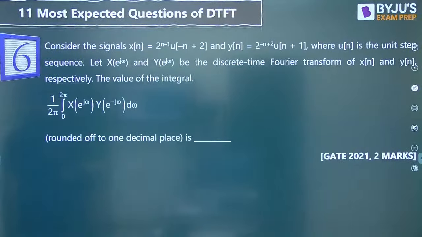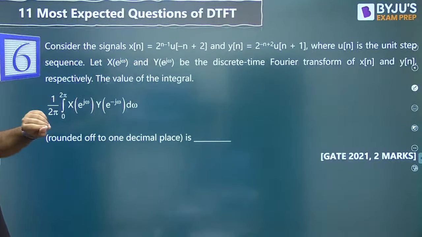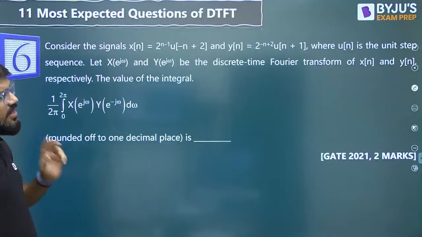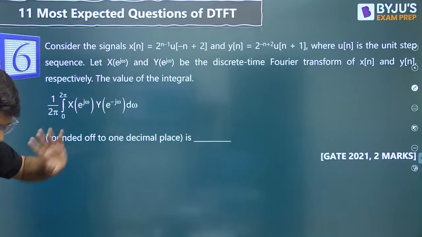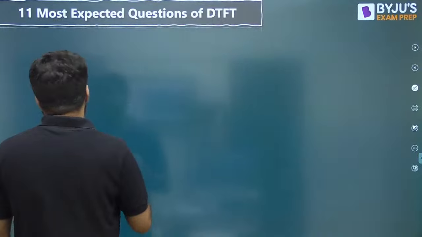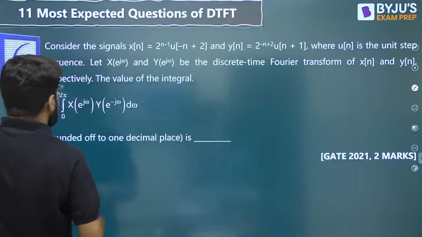Number 6. A GATE 21 2-mark question. Let us discuss. Consider the signals x[n] and y[n] given to you. Let X(e^jω) and Y(e^jω) be the DTFT of x[n] and y[n]. What is the value of the integral 1/2π ∫ from 0 to 2π X(e^jω) Y(e^−jω) dω? Pay attention, very crucial properties will be used here. It's a good question for 2 mark, GATE 21.